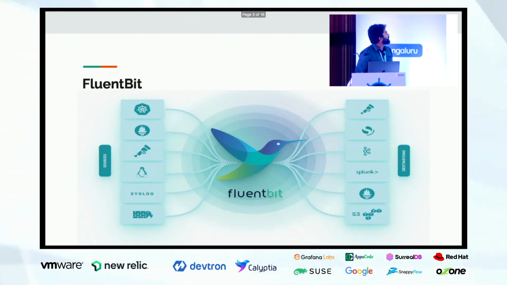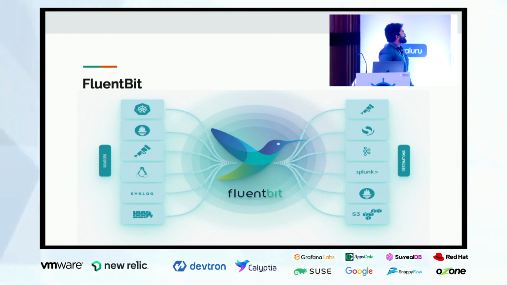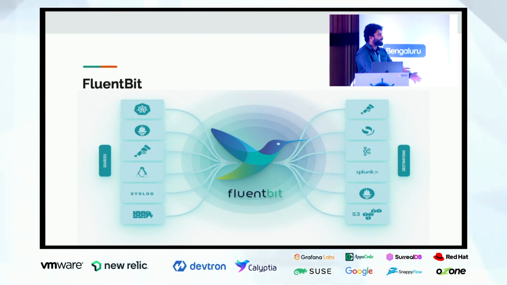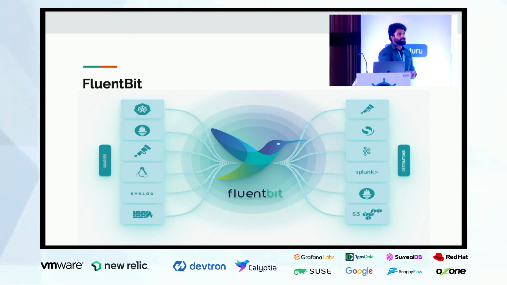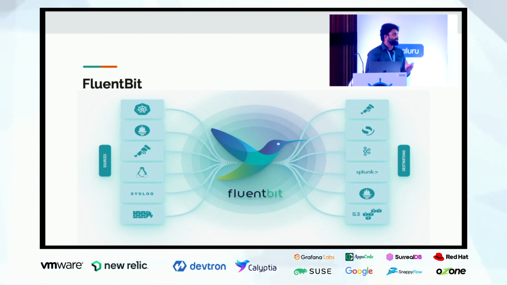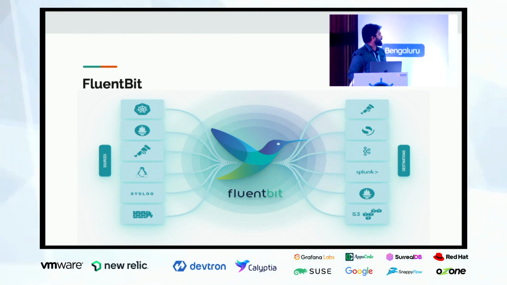So the architecture is something like this: we'll be collecting the logs at the container level with Fluentbit, and we'll be passing them to Fluentd. Then Fluentd will pass them to wherever we want to visualize them. Let's take OpenSearch as an example here. We can also use Elasticsearch, but we'll take OpenSearch as the example.